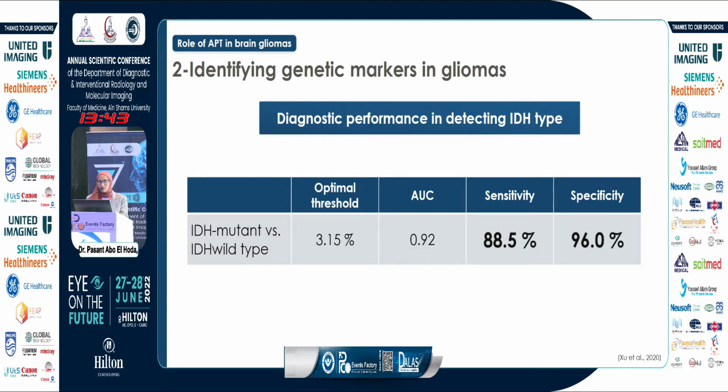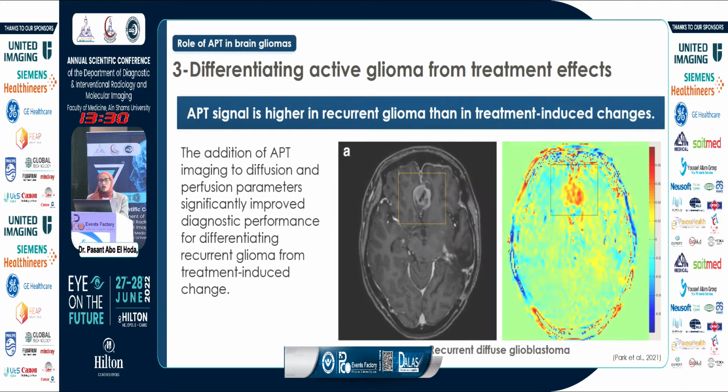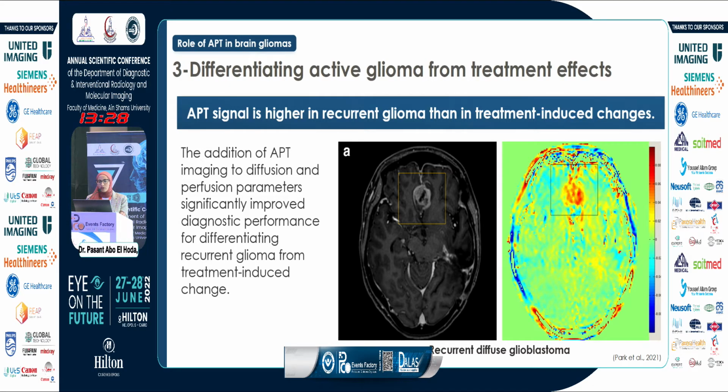specificity of 96%. Actually, most of these papers were done on histopathologically proved high-grade tumors, and this value doesn't accurately detect the possibility of IDH mutant or wild type in low-grade gliomas. Also, the APT has the ability to differentiate between active gliomas and treatment effects.